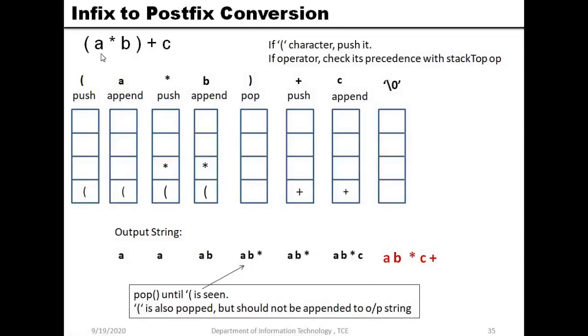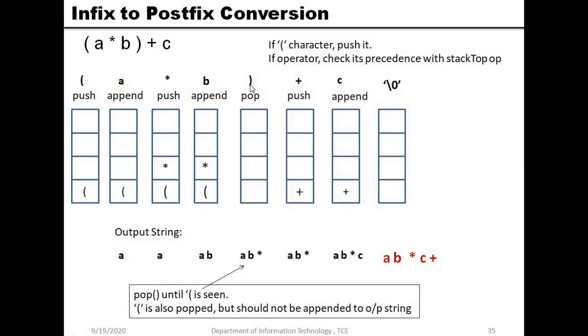Then the next iteration, the character A is seen and it is of type operand, so it gets added to the output string. Then the next character is star, it is an operator, so it gets pushed into the stack. Then the next character is B, it gets appended to the output string. Then the next character is closed parenthesis.